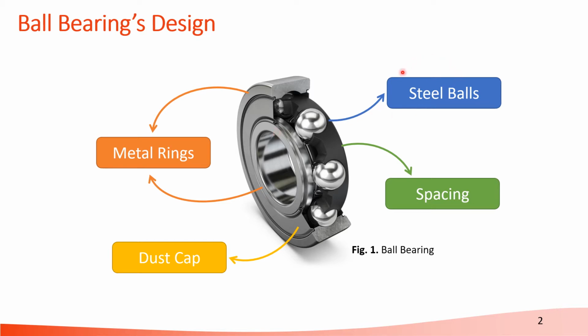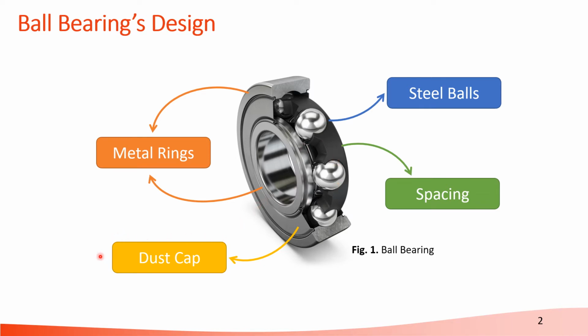And then you can see some steel balls between the two metal rings, so that the steel balls can roll and reduce the rolling friction, such that the moving part can move very smoothly and reduce the energy consumption of the moving. Sometimes we see some spacing inside the ball bearings so that the steel balls have an interval to make sure they will not crush together.